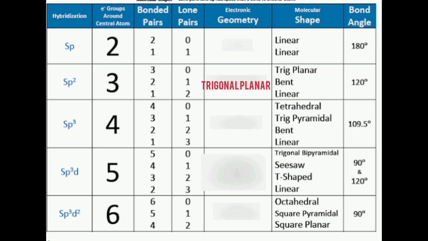sp2 has three electron groups around the central atom, giving a trigonal planar shape. sp3 has four electron groups, giving a tetrahedral shape, and 109.5 degrees is the bond angle.